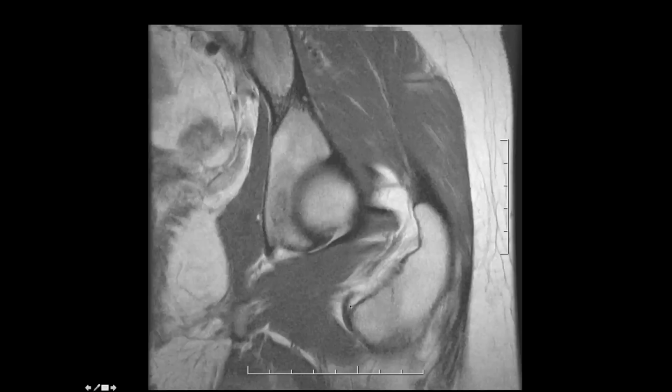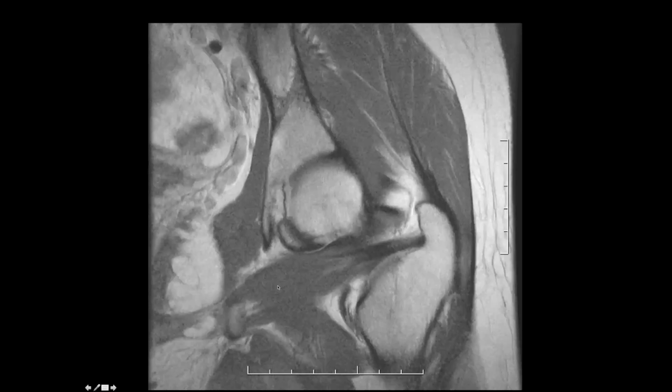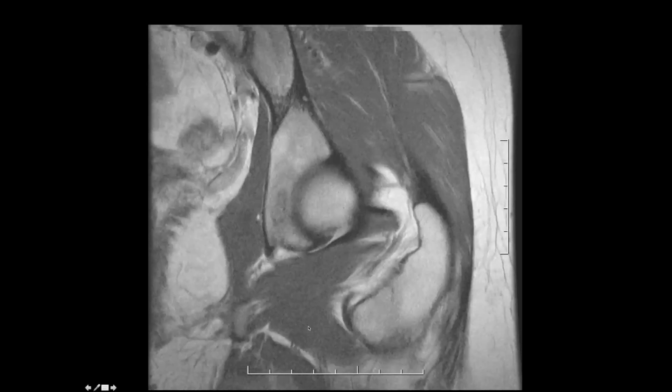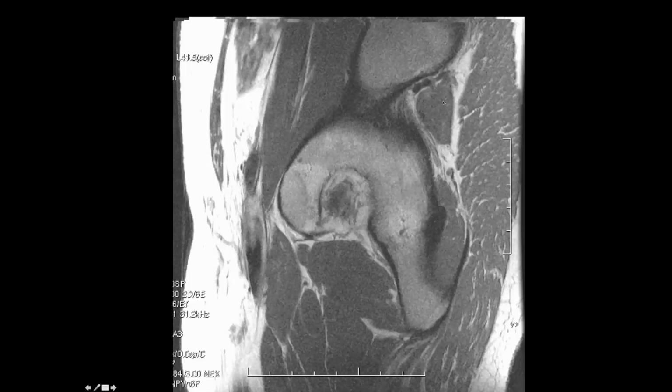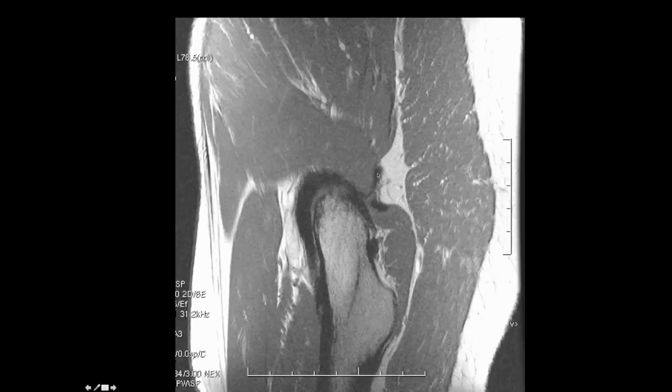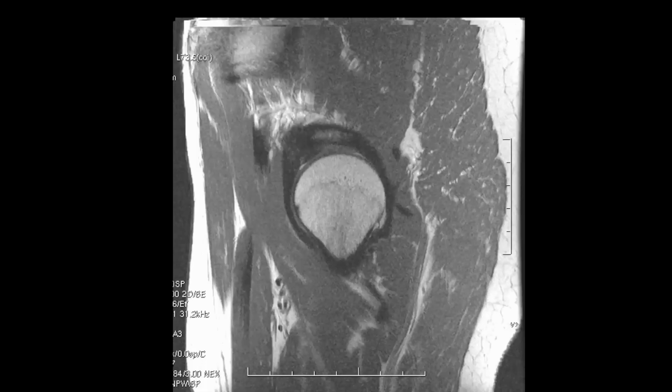The quadratus femoris on coronal images is seen here, inferior to the area of the obturator externus. This is the obturator externus. This is the quadratus femoris. On the sagittal images, we'll see the piriformis, the sciatic nerve, the superior gemellus, the obturator internus, the inferior gemellus. This is known as the triceps coxae. And on this image, we see the piriformis, superior and inferior gemella, obturator internus, and then the obturator externus is here. The quadratus femoris is here, and this is the sciatic nerve.